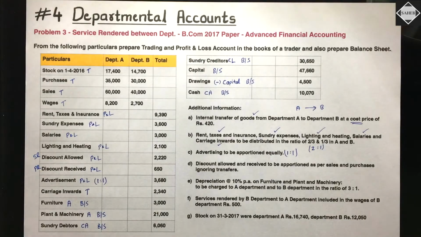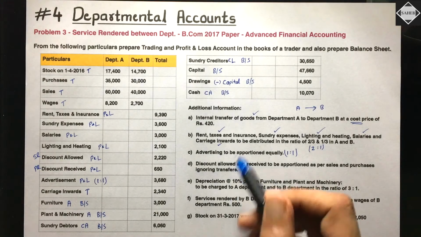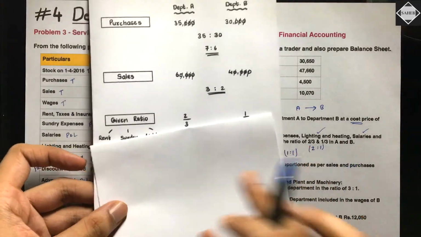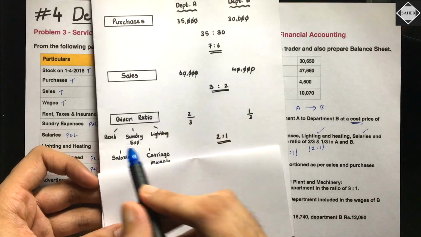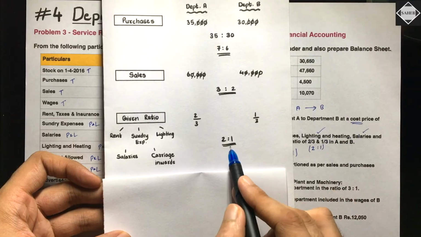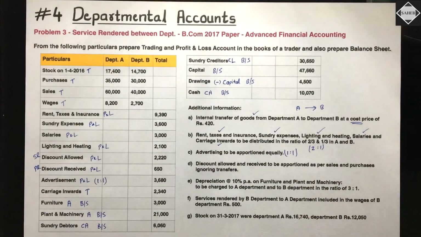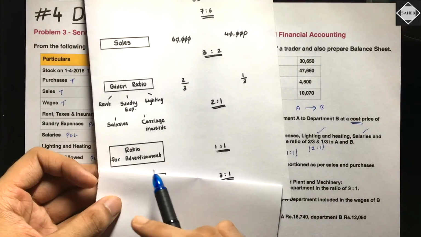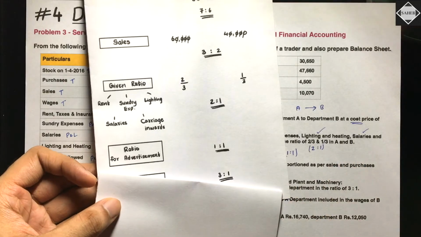Then they have given us the ratio for rent, taxes and some other expenses. See that given ratio for rent and all these. 2 by 3, 1 by 3 they said. That simply means 2 is to 1, isn't it? And then for advertising we have 1 is to 1 ratio. The question is saying this adjustment.